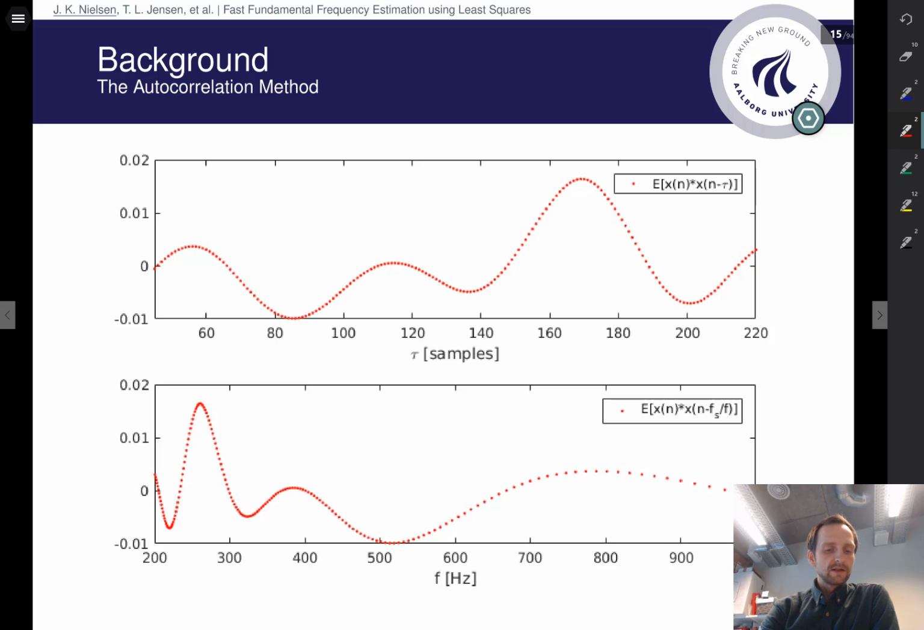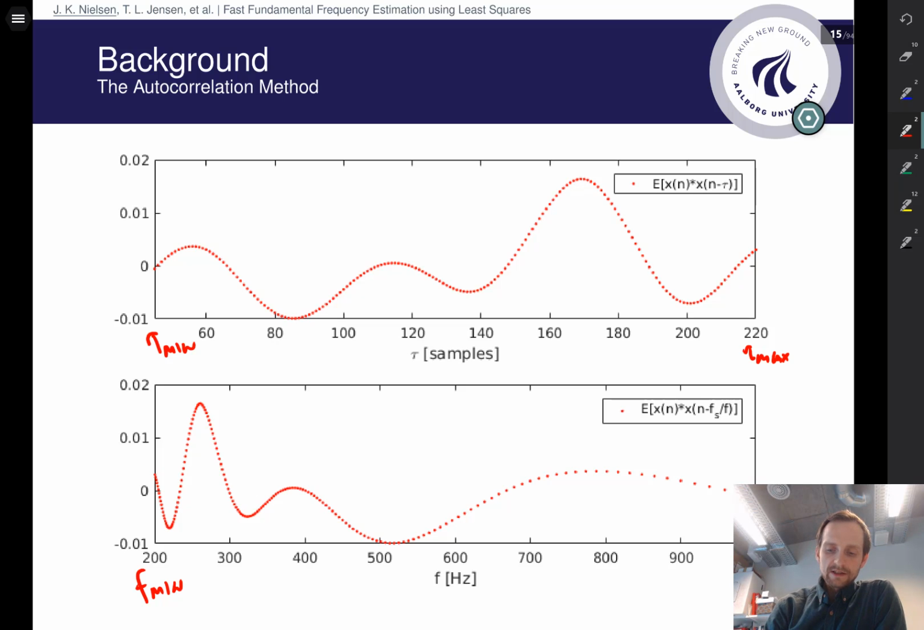You can see that our candidate taus run from 50 up to 220. So this will be tau min, and this will be tau max. And then we just shift it by one sample at a time. That's the minimum shift we can allow for, and we get the objective function, or the autocorrelation function, in the top figure. We can also convert this to frequencies instead of time shifts, and then we get the figure down here. So again, the tau range will now be a frequency range, so this will be f min and f max, from 200 Hz to 1000 Hz.